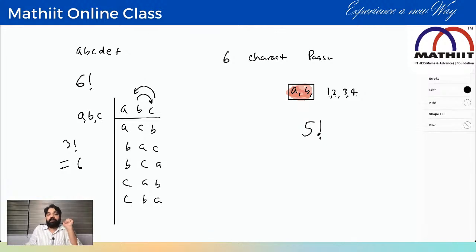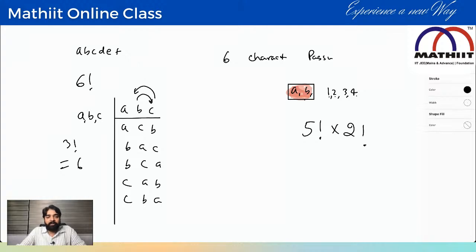But there is a problem. They say that the letters should be together. They did not say that the letters should be in the order A, B. So here they can do internal arrangement. Internally they can interchange. In how many ways can they internally arrange? 2 objects, 2 places, so 2 factorial. This line, everybody understood? Is it clear to everybody? Quickly respond. Is it clear to everybody?